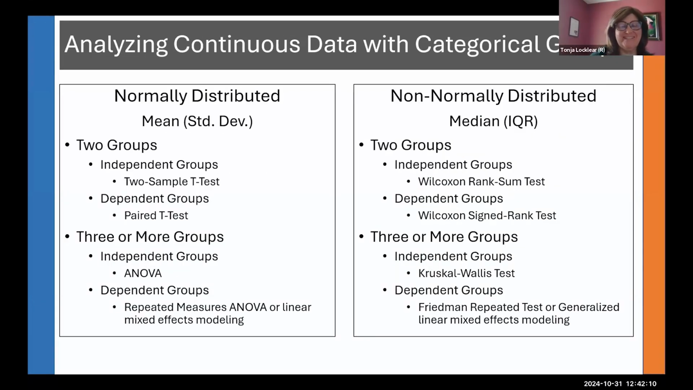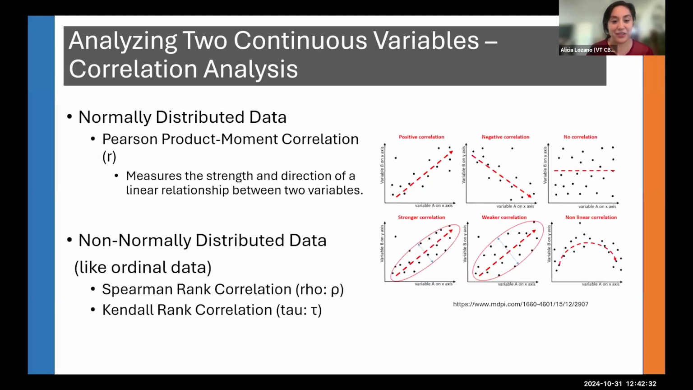Choosing the correct test based on the data distribution, your group structure, and research question is essential for you to answer your research questions. And if the data does not meet normality assumptions, opting for nonparametric methods ensures that you have both valid and reliable results.